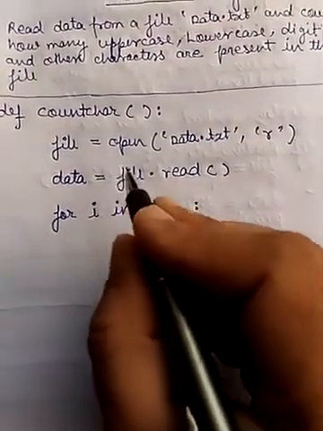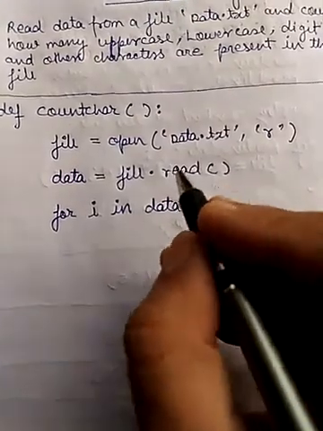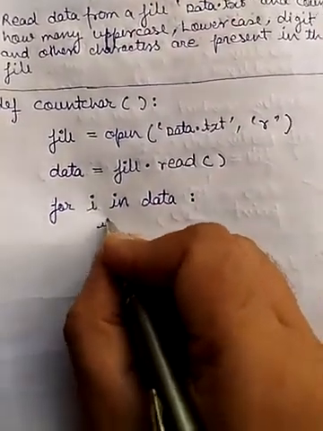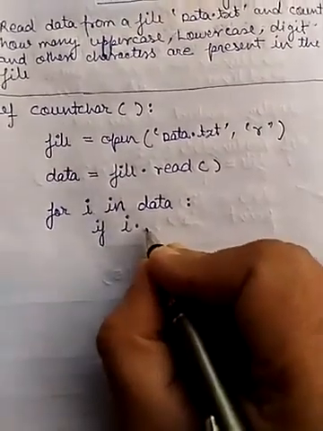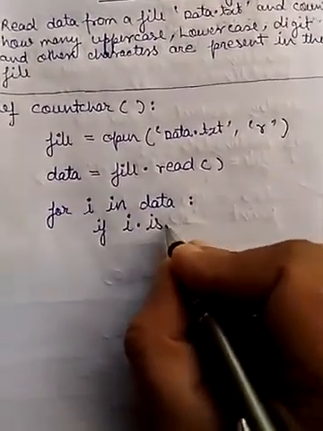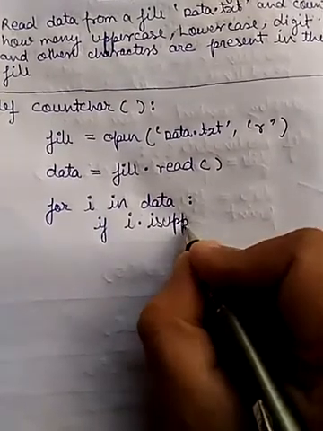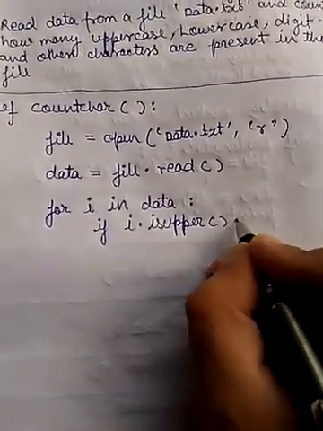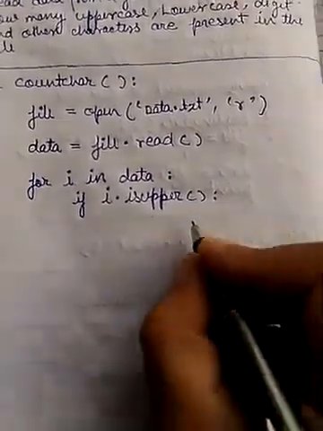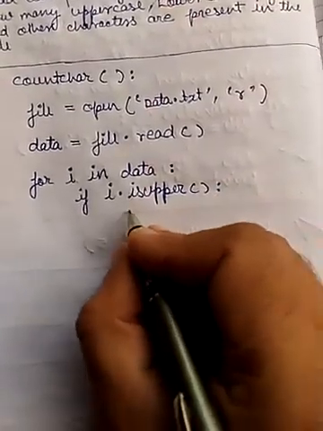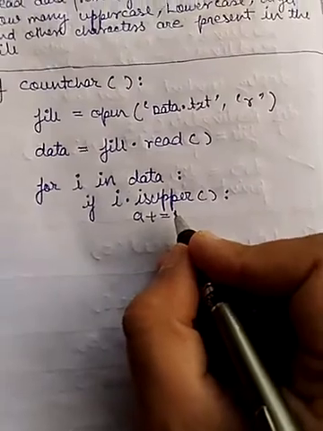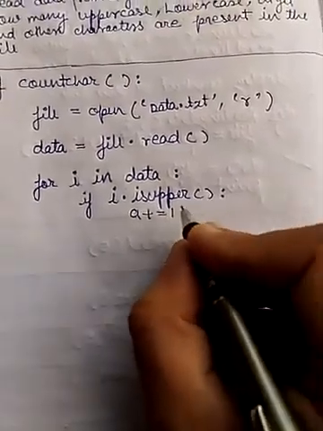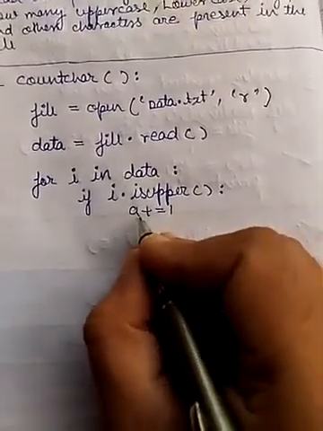Now we have to check whether it is uppercase, lowercase, digit or any other character. So to check this, we are writing if i dot isupper, then we have to put a counter over here. Let us say a plus equal to 1, because in the question it is asked how many uppercase characters. That's why we have put the counter.